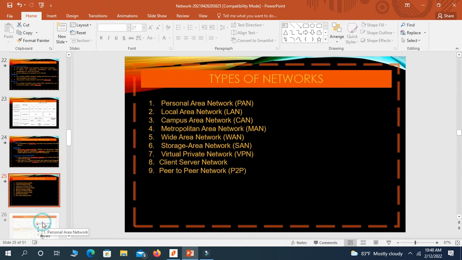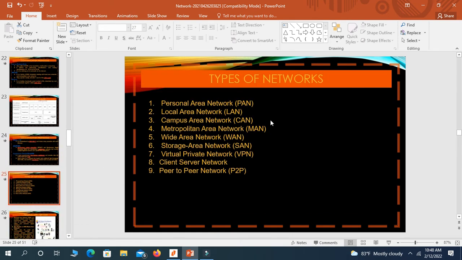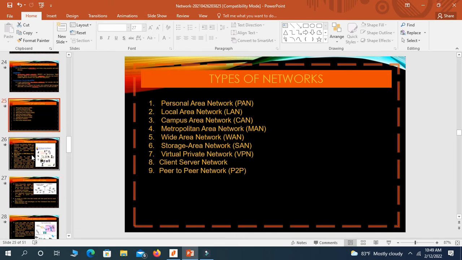Some communication protocols are given over here. So these are my types of networks. I will try to wrap it up quickly. First we have personal area network, then local area networks. There is a thing called campus area networks, which is usually used on campuses such as colleges or universities. Next up we have metropolitan area network, wide area network, storage area network, SAN. Then virtual private network, client server network, and peer-to-peer network. These are the networks that we have.